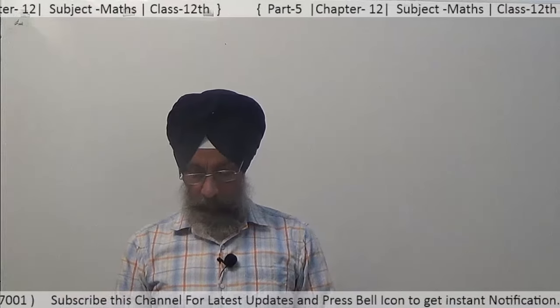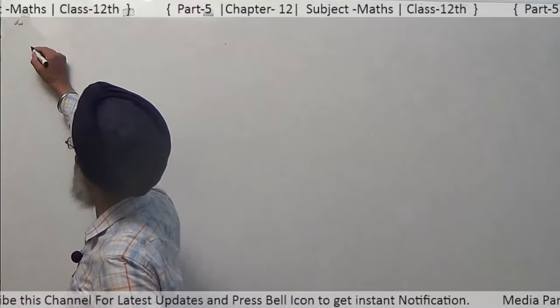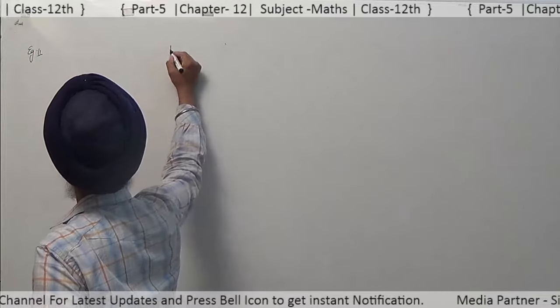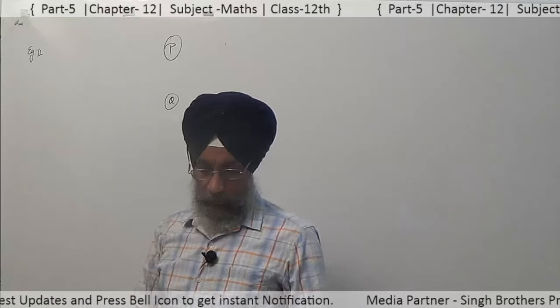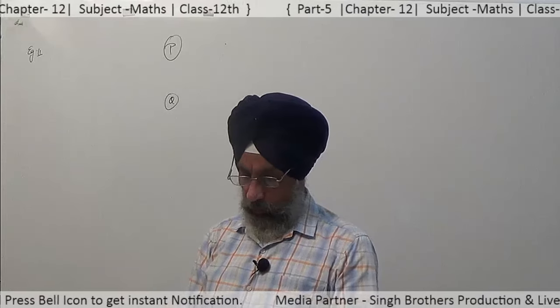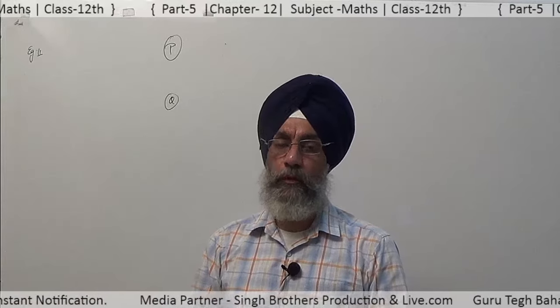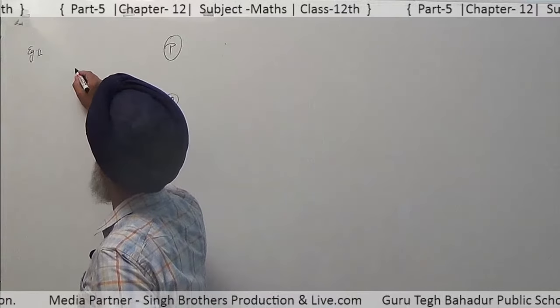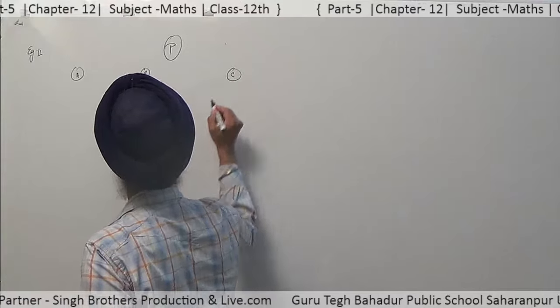In Example 11, it says there are two factories located at places P and Q. From these locations, a certain commodity is to be delivered to each of three depots A, B, and C. A commodity, a thing which is to be transported from these two factory locations to the locations A, B, and C. Let this be the position A, this one B, and this one C.